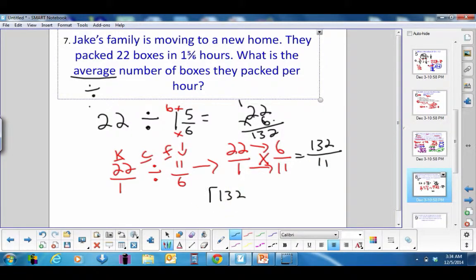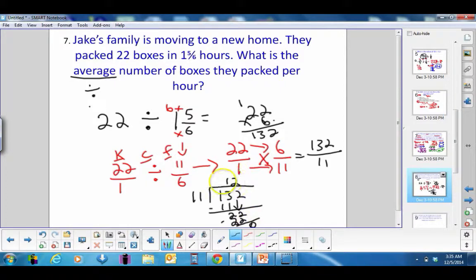So I need to solve that, and that should give me my answer. Okay, now if you know your times tables, then that should be an easy question. But I may not know it so well, so let's go ahead and work it out. Okay, so 11 goes into 13 one time. 1 times 11 is 11. 13 minus 11 is 2. I bring down this 2, and I know that 11 goes into 22 2 times. This ends up being 0. Okay, so my answer is going to be what was the average number of boxes they packed per hour? They packed 12 boxes per hour.